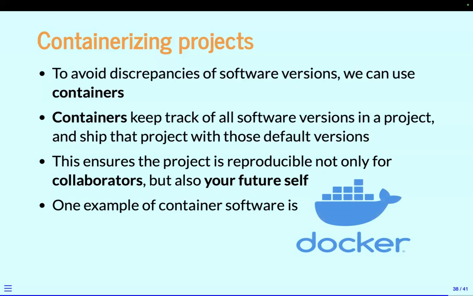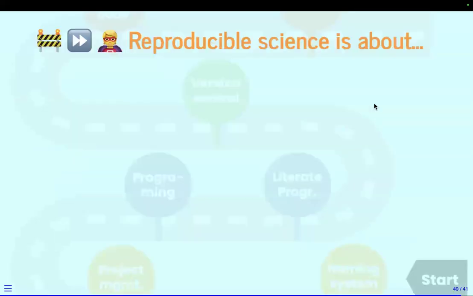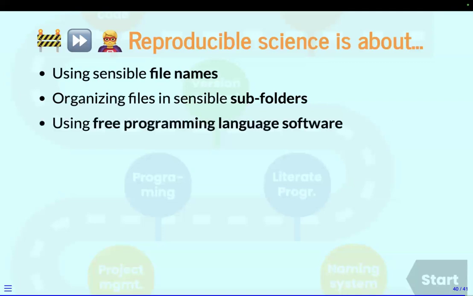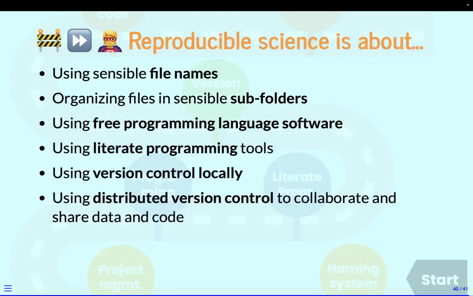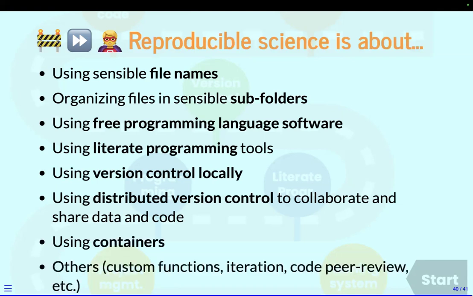So really, in a nutshell here, reproducible science is about using sensible file names, organizing files in sensible subfolders, using free programming language software, using literate programming tools, using version control locally like Git, using distributed version control like GitHub so you can share and collaborate, using containers, and other things, right?